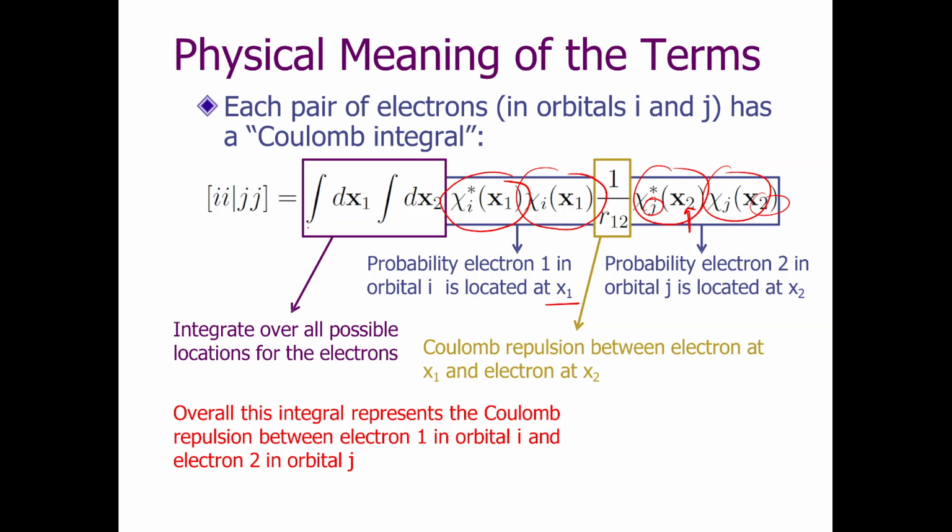Now there are two summations. You integrate over all possible locations of the electrons. So what you are getting is the Coulomb repulsion between the electron at x1 and the electron at x2 because of this 1 by r12. Overall, this integral represents the Coulomb repulsion between electron 1 in orbital i and electron 2 in orbital j.